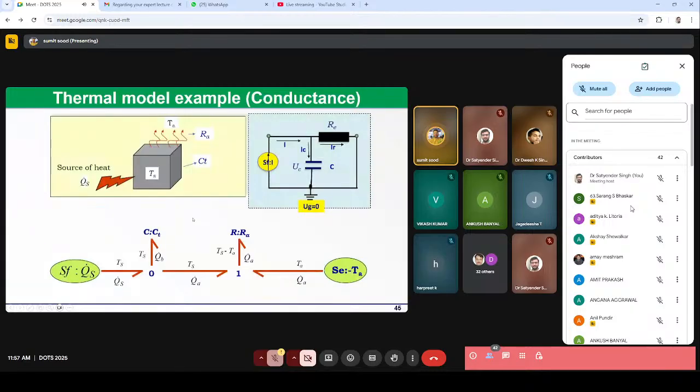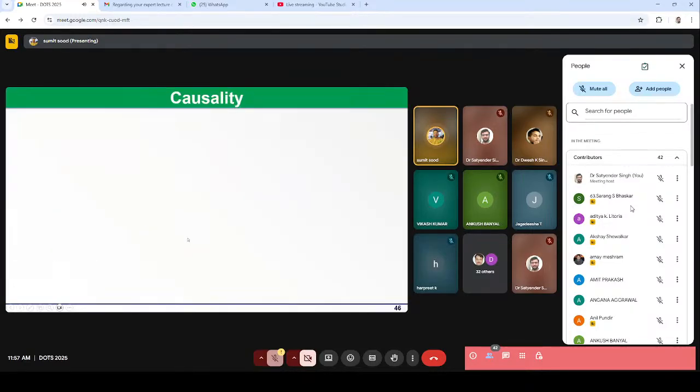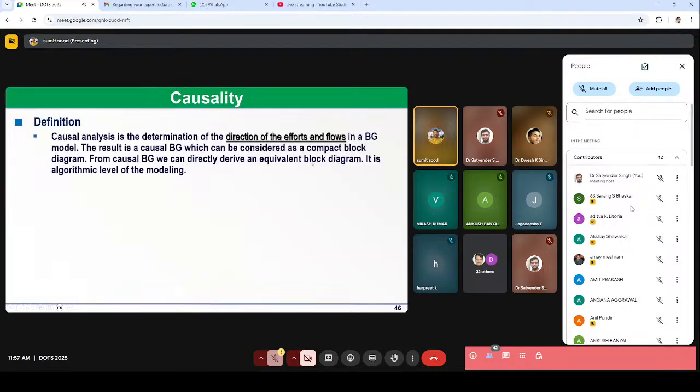Okay, so once we have this model sorted out, the second thing is the causality. Like I mentioned earlier, causality is basically the sense that gives us the information about the effect and cause. So it helps us to identify in the bond graph model what is causing a certain effect and what the effect will be in the system. So we have the cause, that is causing something, and then the effect, that is the output.